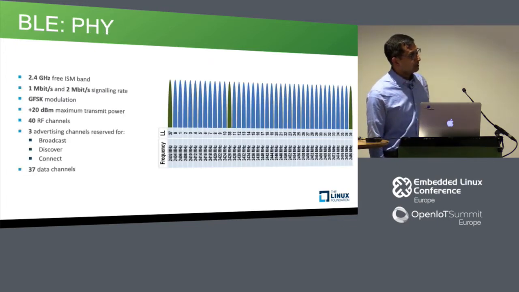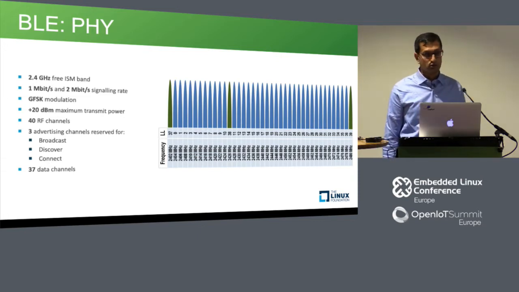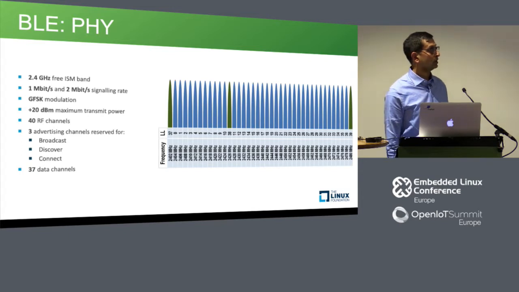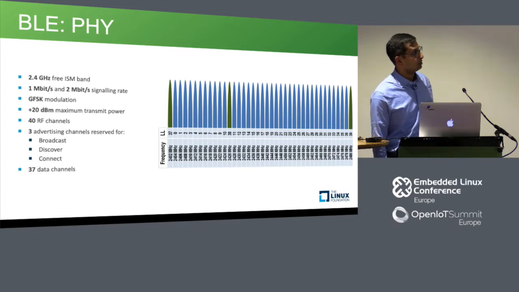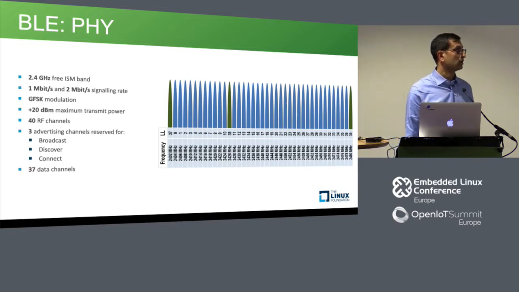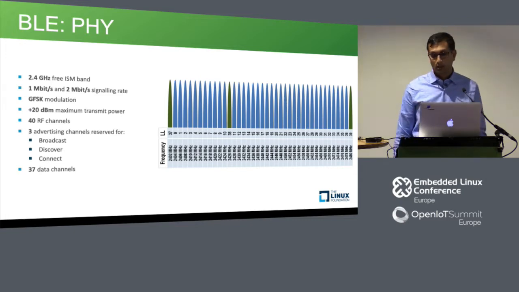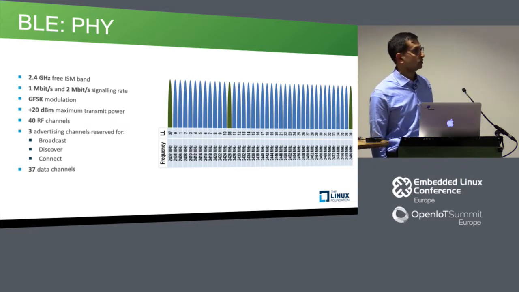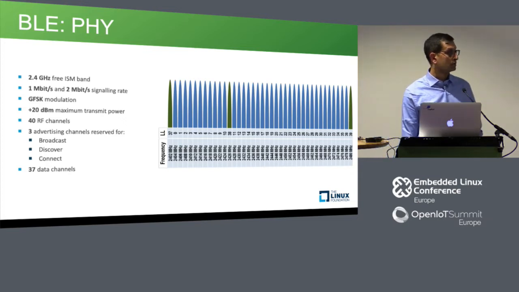On the BLE PHY, as I mentioned, it shares 2.4 gigahertz along with the BR-EDR. In BLE, you have a 1 mega symbol per second rate. You also have a 2 mega symbol per second signaling rate. The modulation is still GFSK, and you can have TX powers up to 20 dBm. Compared to BR-EDR, which uses 80 channels, BLE only uses 40 channels, and 3 of which are used for advertising.